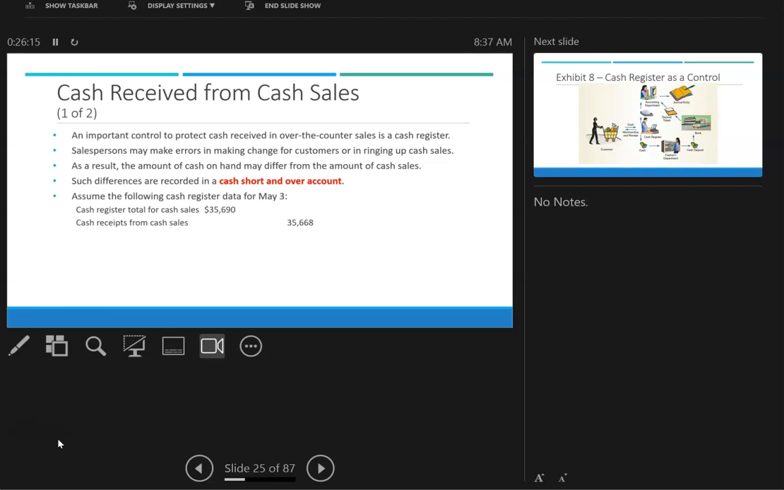So one way to have a control in place is cash that comes in through a cash register. There's got to be some type of safeguard with monitoring that cash. Salespeople can make errors in making change for customers. The amount of cash on hand can sometimes differ from cash sales. There can be shortages or overages. So assume the following cash register data for May 3rd. The cash register shows a total of $35,690. But the cash that came in shows $35,668.